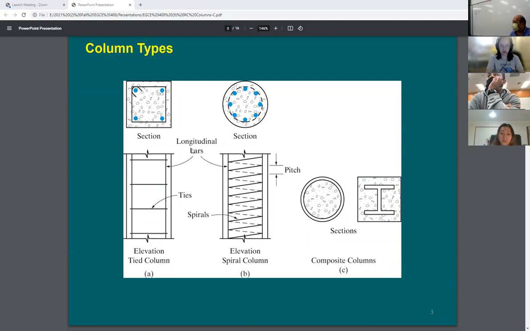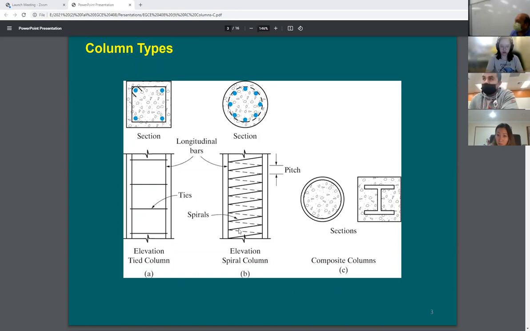Because in bridges, in many cases, you have a rectangular column and then it has two spirals, like overlapping. So in many cases, we have a column like this, and then we have two spirals within the column itself, and then you put the vertical reinforcement like this. So in a case like this, we're not going to call it a tie column, we're going to call it a spiral column, but it looks like a rectangular column. So the bottom line is the confinement reinforcement that we provide around the columns.